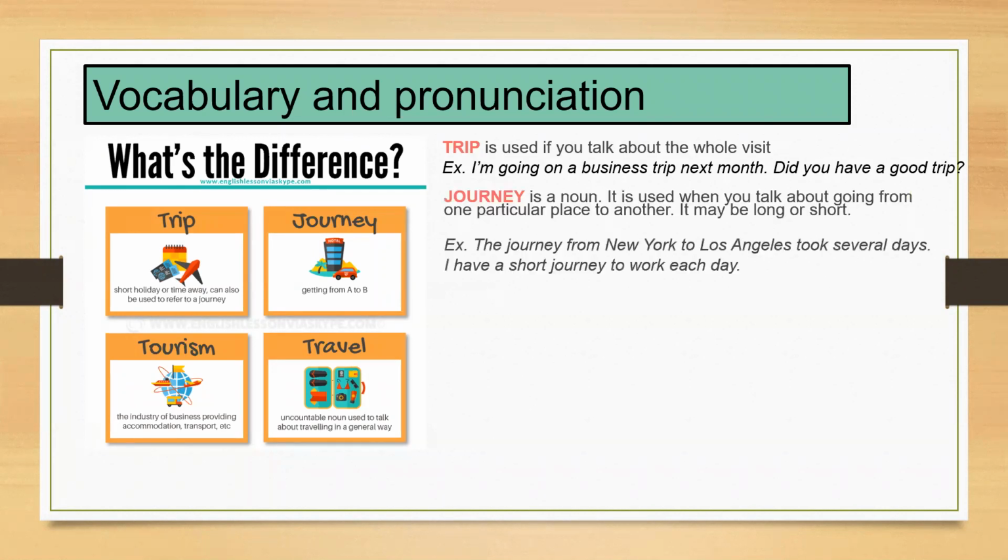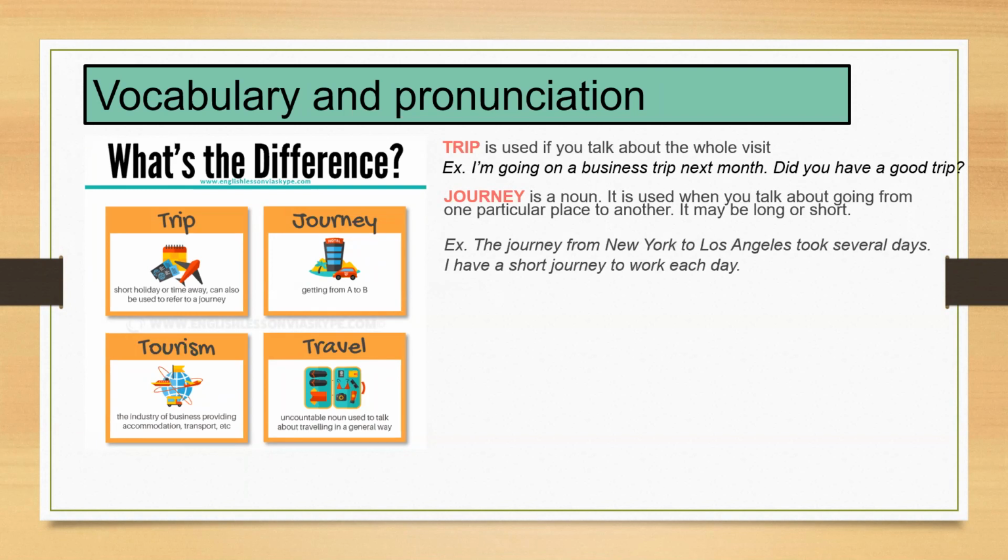Okay, a journey is a noun, and it is when you talk about going from one particular place to another. It may be long or short. Okay, ya cuando te mueves de un punto A a un punto B, we use journey in this case. The journey from New York to Los Angeles took several days. I have a short journey to work each day.